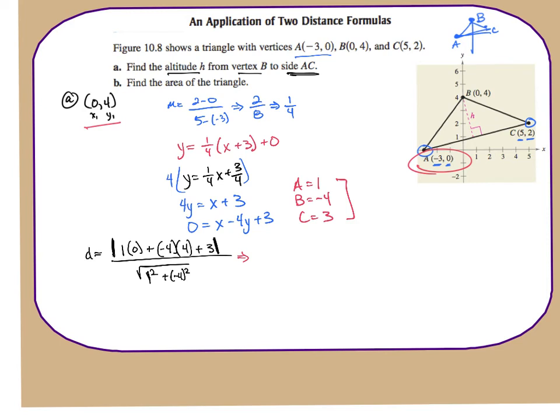So then let's just do a little bit of math. So I get -4 times 4, which is -16. Oh, I forgot, 1 times 0 is 0. And so then I have negative 16, and then I still have 3. So that's a negative 13, absolute valued, so I'd end up having 13. And then I'd have 1 squared and negative 4 squared added together, so I have square root 17. All right, I'm going to keep it like this and see what happens. So there is my altitude.